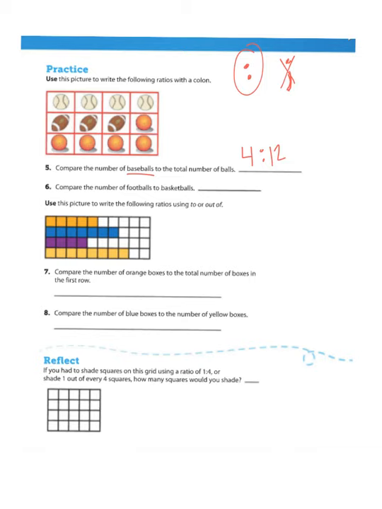Compare the number of footballs to basketballs. So now we're doing footballs to basketballs. You have to go in order as it's written. So there are 3 footballs.